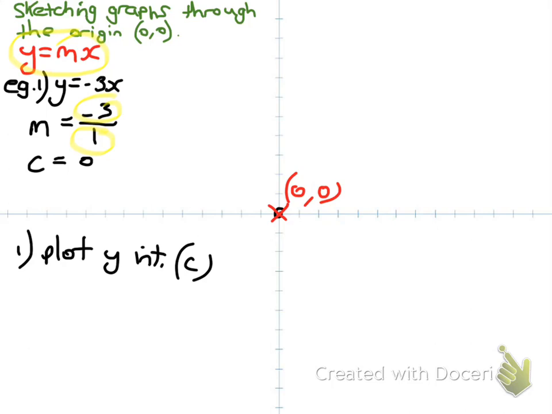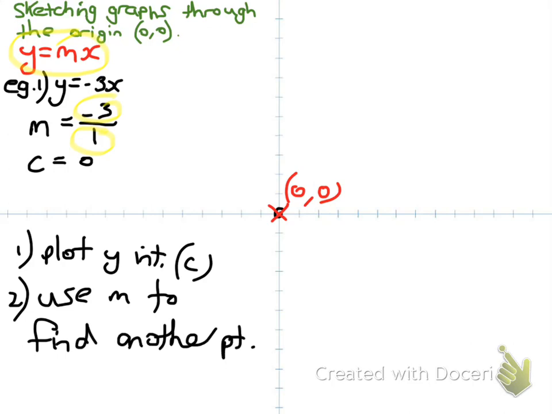My next thing is to go and use the gradient. So the next bit, number 2, says use the gradient to find another point. Now my gradient is, as mentioned before, negative 3 over 1. And what that means is that from any given point that I know of, I can come down 3 and run across 1. So if I look over here, my 0, 0 is the point that I do know. I can come down 1, 2, 3, go across 1, and I end up with my second point.